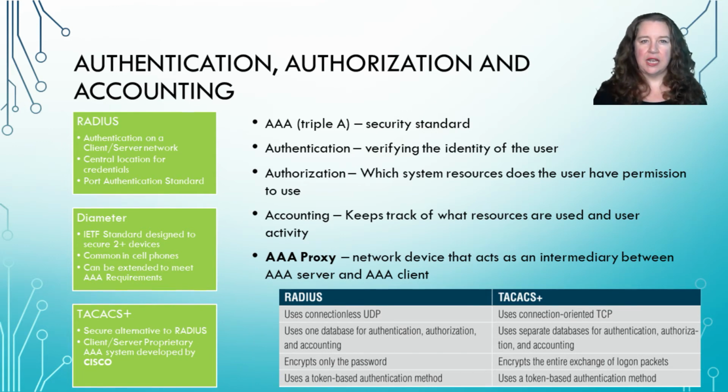There are three different types of systems that are used today. The first is Radius, which is an authentication on a client-server network. It's designed for a client-server network. So there's a server that is going to centrally locate and store your credentials.